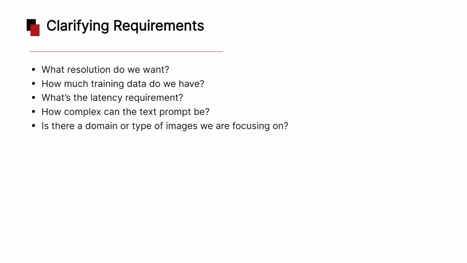The problem is to design a system to generate realistic images from a piece of text. Here are some good requirements to ask: what resolution do we want? How much training data do we have? What's the latency requirement? How complex can the text prompt be? Is there a domain or type of images we are focusing on?